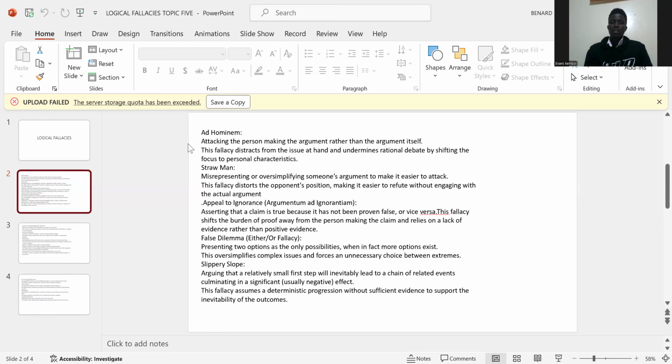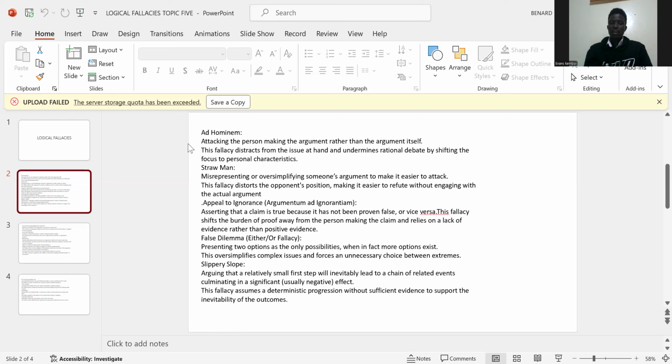Appeal to ignorance, that is the argumentum ad ignorantiam: asserting that a claim is true because it has not been proven false, or vice versa. This fallacy shifts the burden of proof away from the person making the claim and relies on a lack of evidence rather than positive evidence.